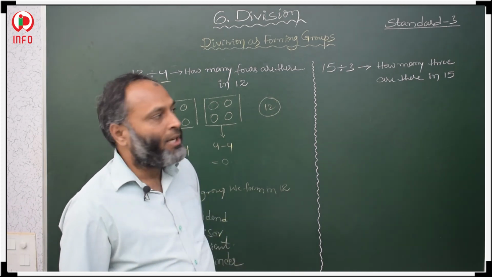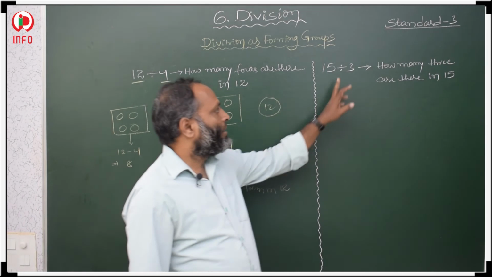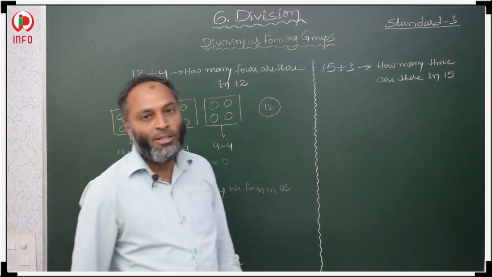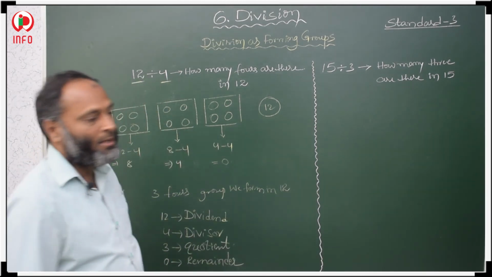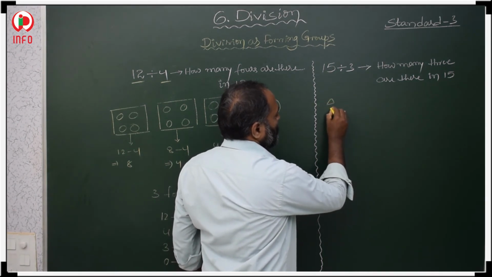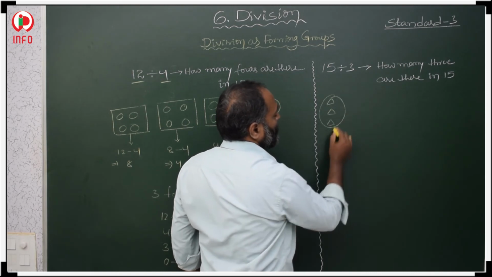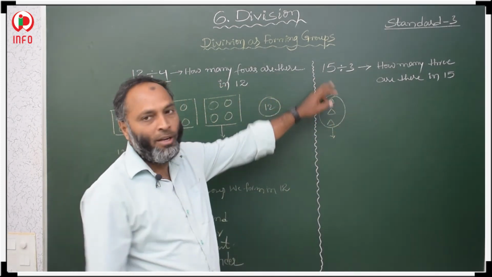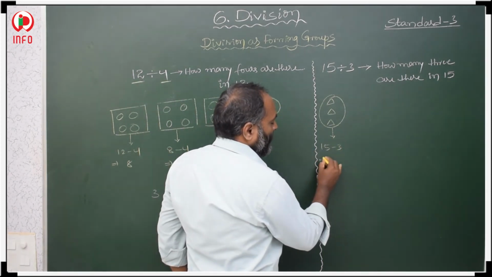15 minus 3. Total 15 are there, so we have to form groups of 3, 3 in each group. Here I took circles. Next here I want to take triangles. 1, 2, 3. 3 triangles in the first group. Total there are 15. From 15 I took 3. 15 minus 3, then how many are left?